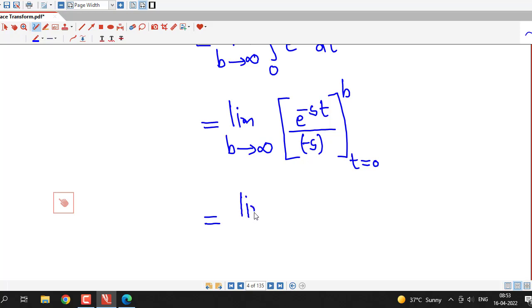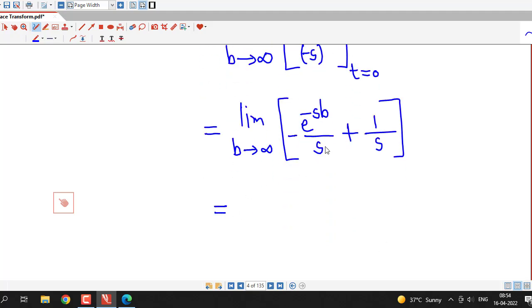So this is going to be limit b tending to infinity. First we take t equal to b, so we have e raised to minus st, and this negative sign we write here, and we have to replace t by b. So e raised to minus s times b divided by s minus lower limit, so minus minus plus, and e raised to 0 t. We put t equal to 0, so we have e raised to 0, that is 1, and we have 1 by s.